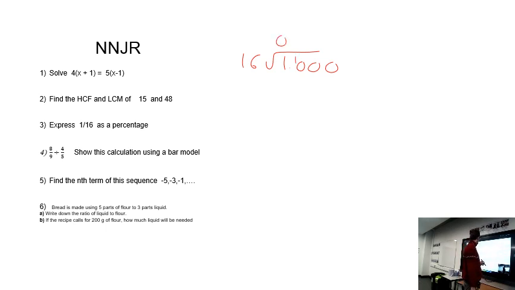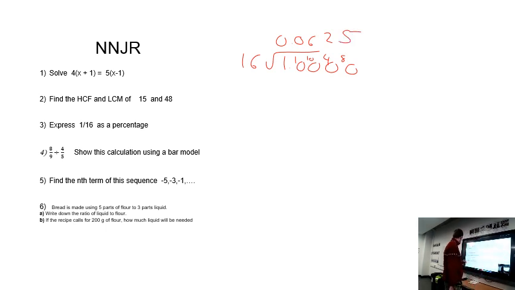So let's express 1/16 as a percentage. So let's do 16 into 1. Okay. So how many 16 goes into 1? 0. 1 over here. How many 16 goes into 10? 0. Okay. Then let's put the 10 over here. How many 16 goes into 100? So we have 6. Okay, 6. What's left over? So we have 96. So 6 times 16 is 96. So we have 4 left over. 16 into 40 would be 2. And we have 8 left over. 16 into 80 is 5.